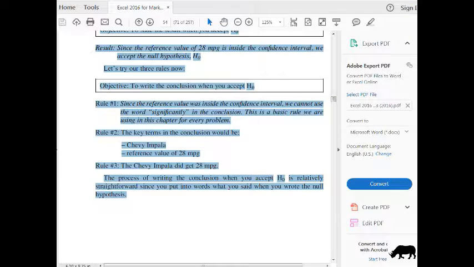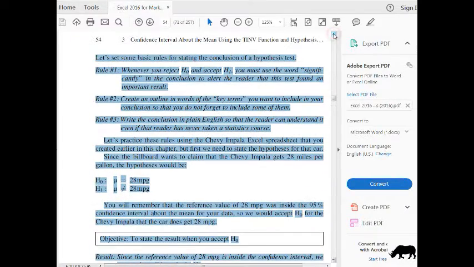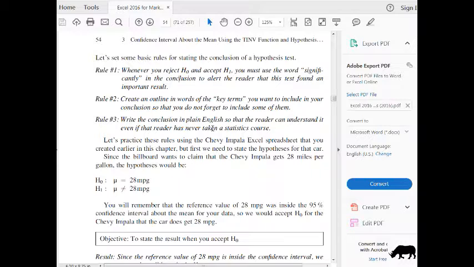Hi, welcome to the second part of hypothesis testing. Let's set some basic rules for stating the conclusion of a hypothesis test. Rule number 1. Whenever you reject H0 and accept H1, you must use the word significantly in the conclusion to alert the reader that this test found an important result. Rule number 2. Create an outline in words of the key terms you want to include in your conclusion so that you do not forget to include some of them. Rule number 3. Write the conclusion in plain English so that the reader can understand it even if that reader has never taken a statistics course.